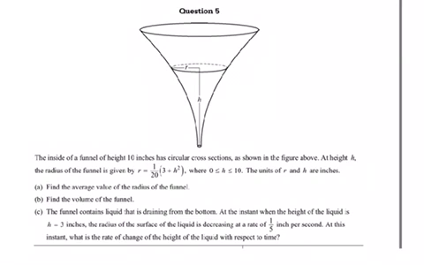Okay, so the inside of a funnel of height 10 inches has a circular cross section as shown in the figure above. At height h, the radius of the funnel is given by r equals 1 over 20th times the quantity 3 plus h squared, where h is between 0 and 10. The units of r and h are inches. Part A says find the average value of the radius of the funnel.